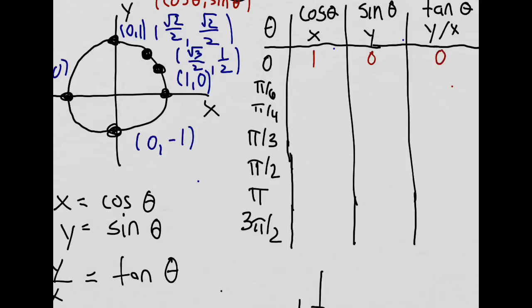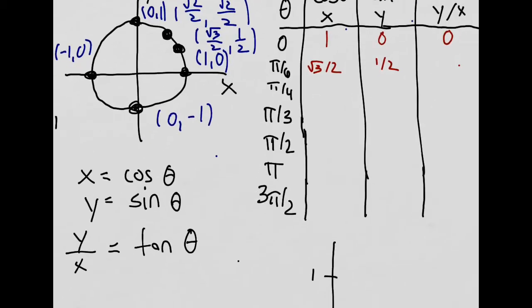Pi over 6. Pi over 6 is 30 degrees. I drew it in. It's this point right here, okay? And if you don't remember what that is, I wrote it right there. So for pi over 6, x is square root of 3 over 2. And so sine will be 1/2. Okay, now the tangent is going to be 1/2 over the square root of 3 over 2.